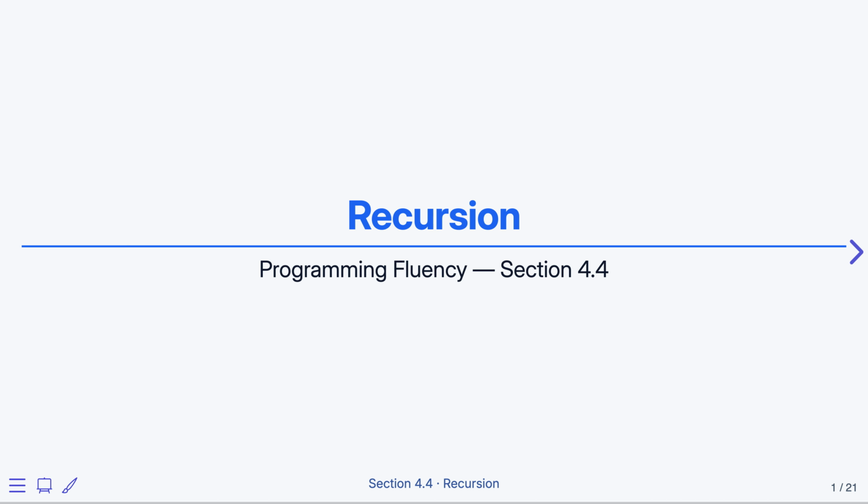Welcome to Programming Fluency. This is section 4.4, Recursion. So far, one function has called another function, but nothing says the function being called has to be a different function. In this video, we ask a surprising question. What happens when a function calls itself? Let's begin.